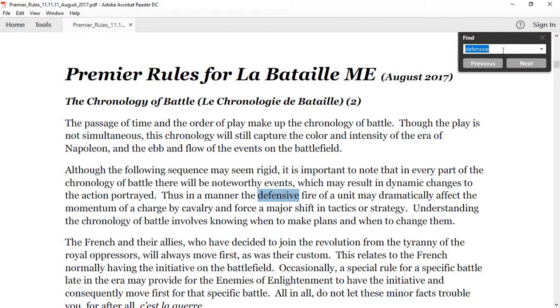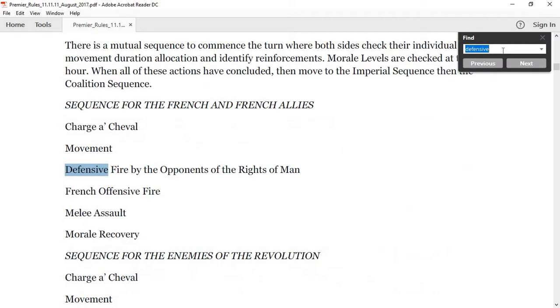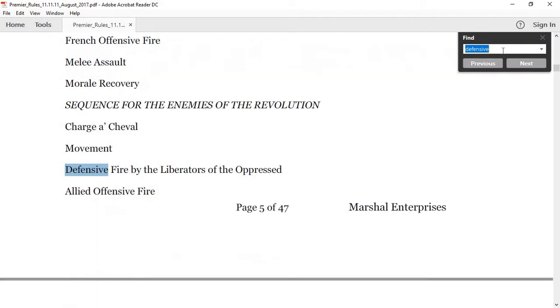Although the following sequence of play, or chronology of battle, may seem rigid, it is important to note that in every part of the chronology of battle there will be noteworthy events, which may result in dynamic changes to the action portrayed. Thus, in a manner, the defensive fire of a unit may dramatically affect the momentum of a charge by cavalry and force a major shift in tactics or strategy. So during the sequence, for one player then the other, there is a defensive fire phase or segment after movement, but before offensive fire.